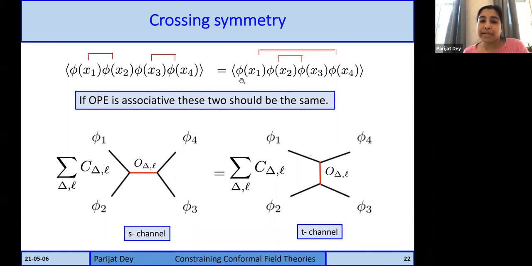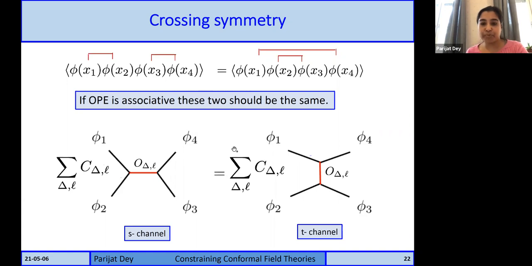Now, we could have as well expanded this correlator in the T channel, where we fuse together operators 1 and 4 and 2 and 3. So this is the T channel. And if the OPE is associative, then these two expansions must be the same. So the S channel and T channel must be equal. So this is just the pictorial representation.